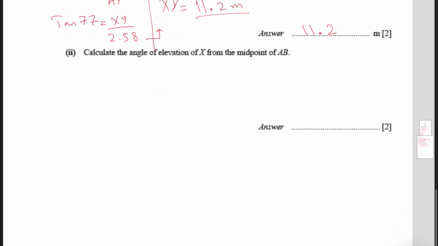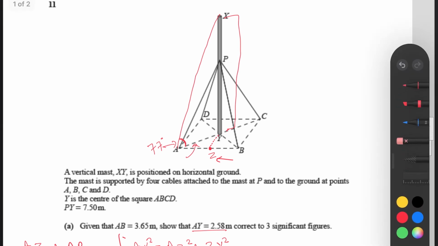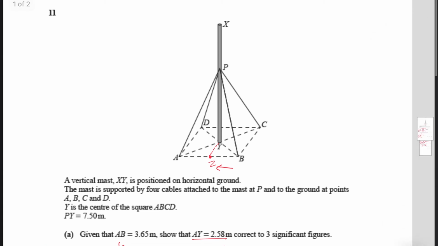Okay, the next part says calculate the angle of elevation of X from the midpoint of AB. Remember when I said that this point might be used in the question once again. So what do we have to find? If we remove everything else, this time they've asked us to find the angle of elevation from this midpoint all the way till X. That means they've asked us to find this angle. What do we have? We have ZY, don't we? And what was the length of ZY?